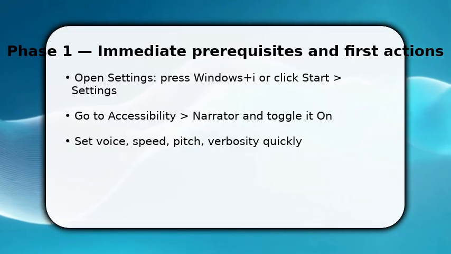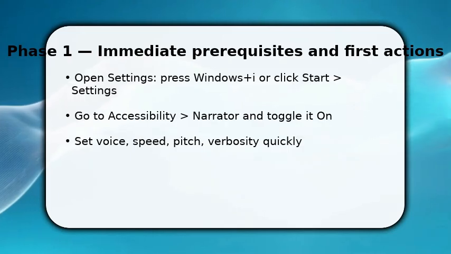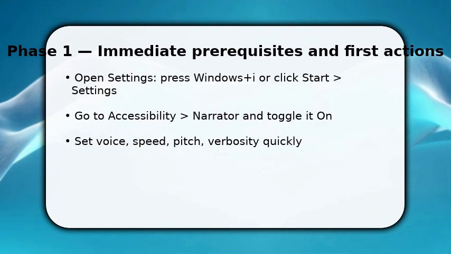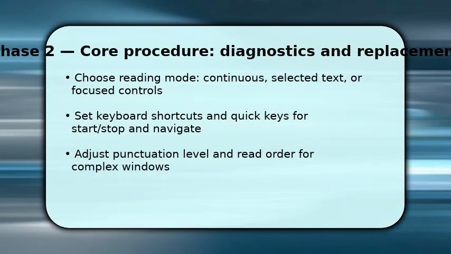Next, select a voice and adjust speed and pitch. This changes how clear and natural the speech sounds. You'll also set verbosity to control how much information Narrator reads. These first choices shape the whole experience, so test a short phrase now to confirm the voice and reading level match your needs.